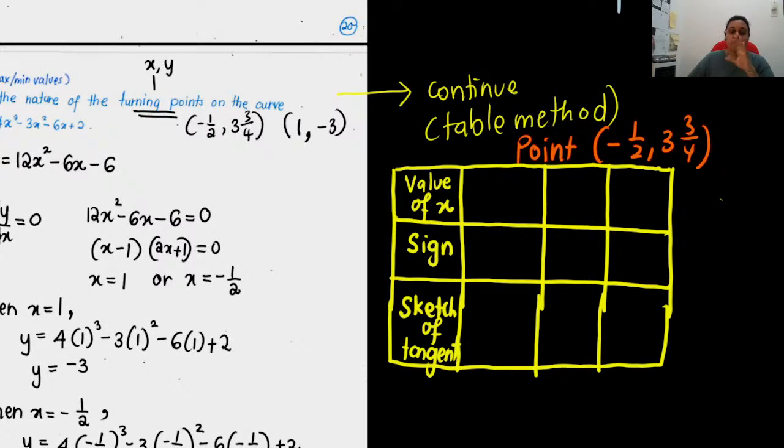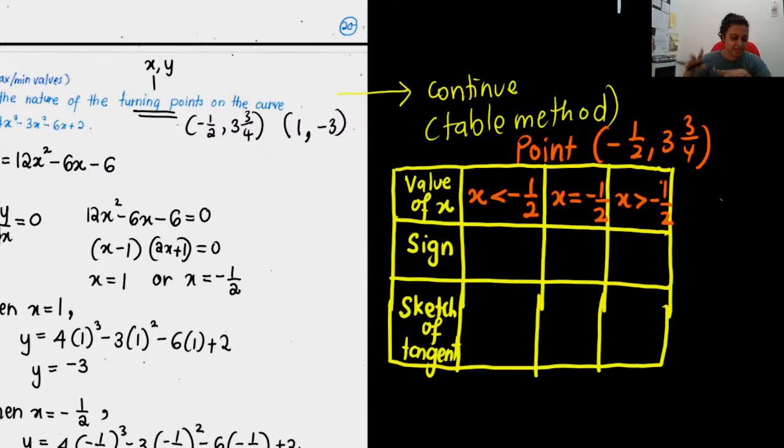Only choose the x value only. Okay, so if x is smaller than -1/2, in the middle x is equal to -1/2, and the last column x is greater than -1/2. So you only need these three inequality signs. One in the middle is equal, the other two are inequality signs. Okay, so you only need these three.